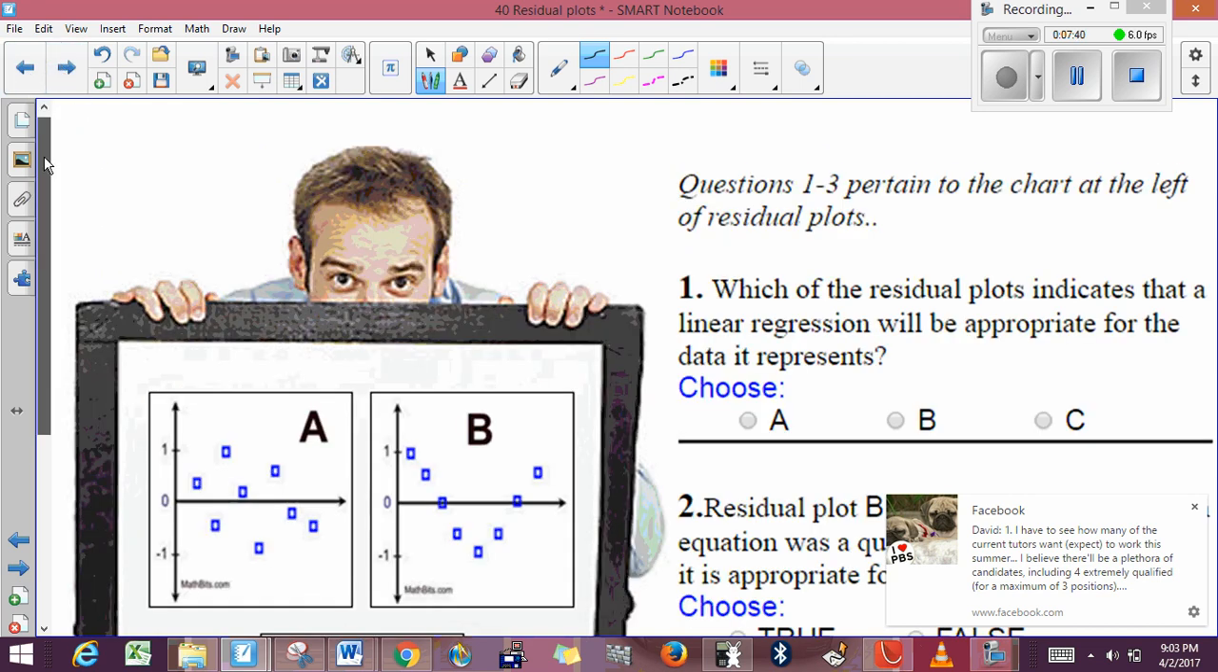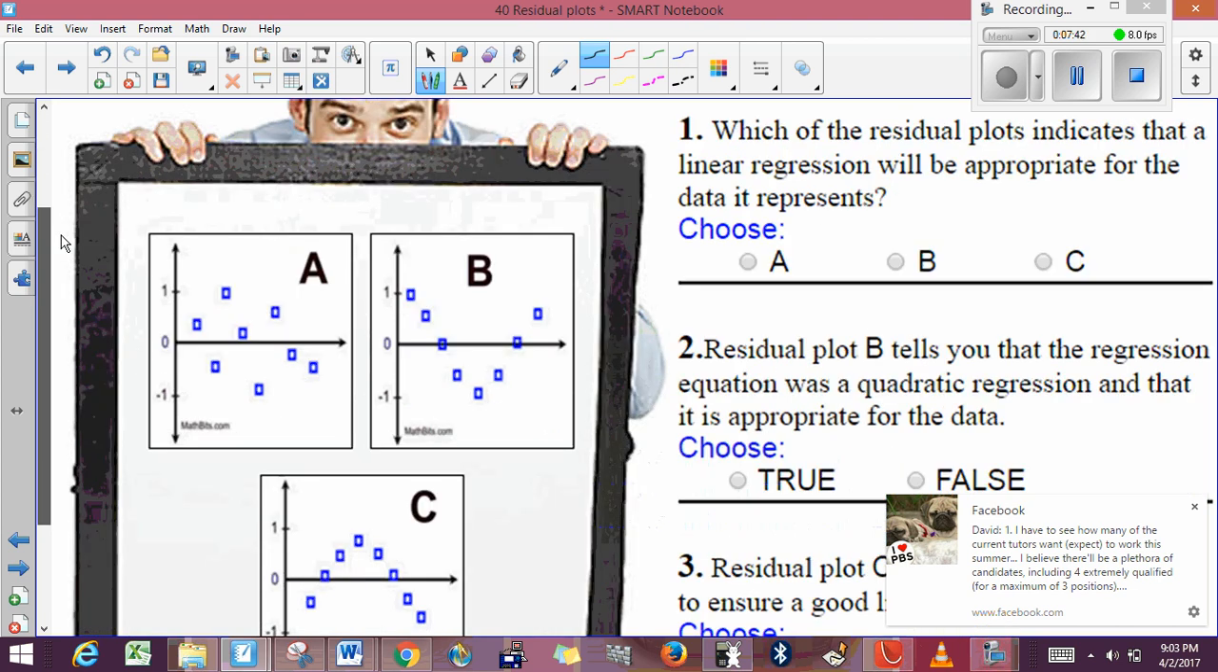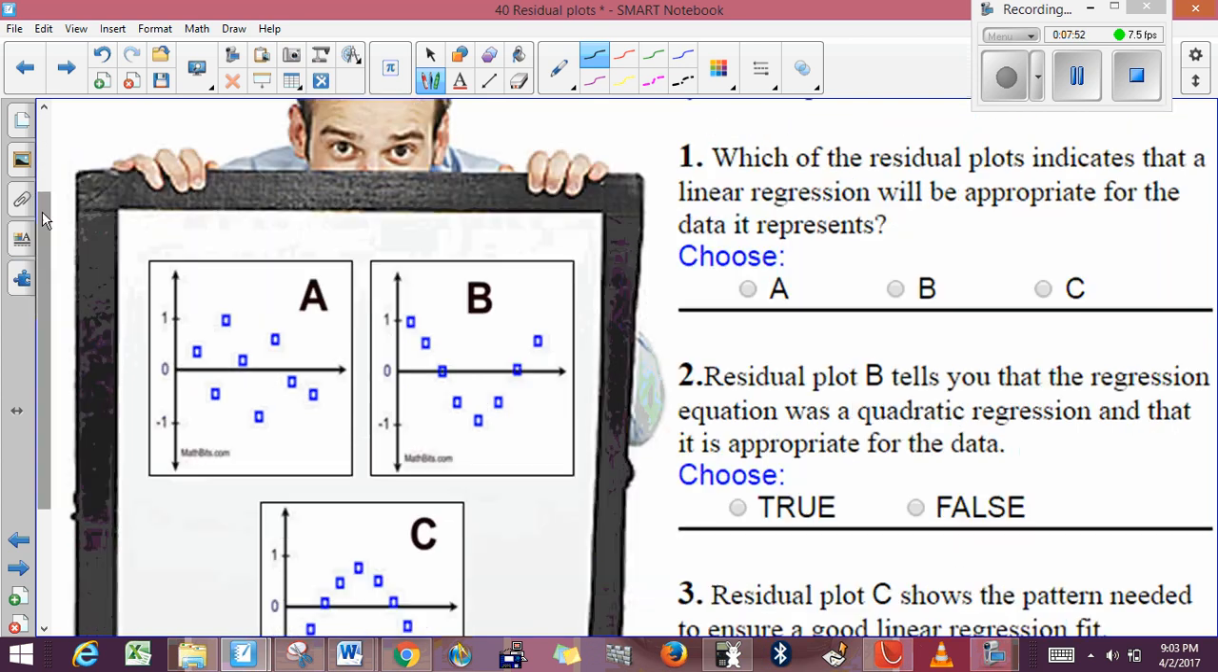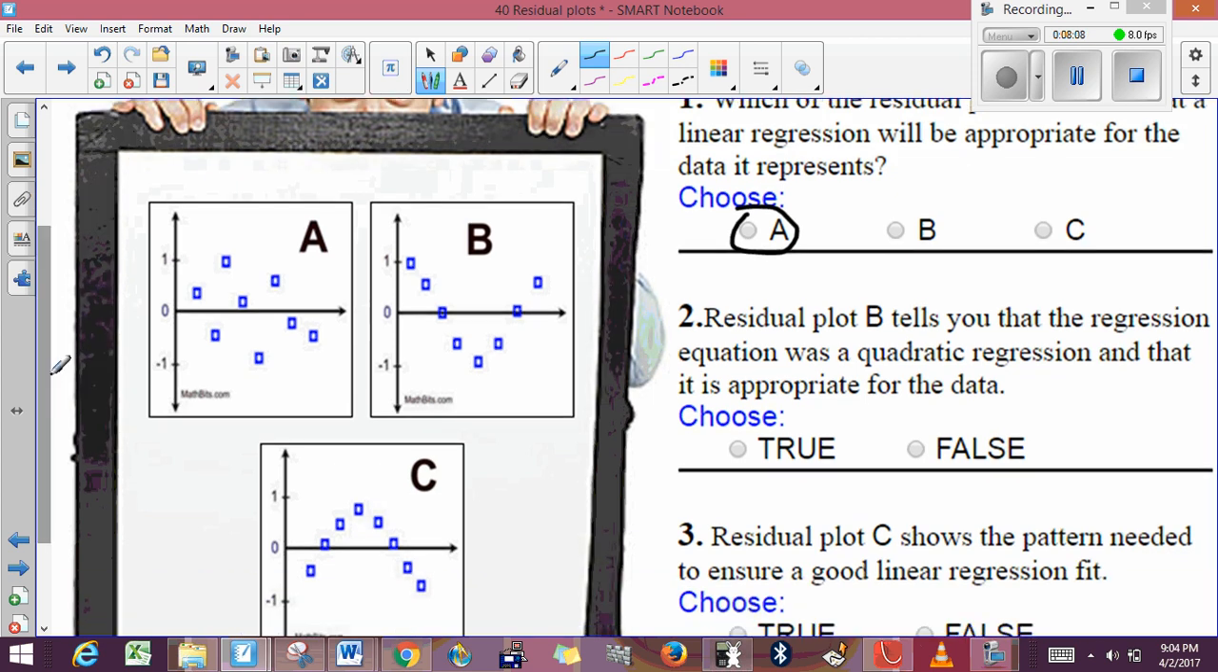So let's see if based on what we just did, you can answer these questions. Okay. Which of the residual plots indicates that a linear regression will be appropriate for the data it represents? Well, we just said that if the residual plot is random, it is a good indication that the regression line is a good fit for the data. So that would be choice A, because if you notice, choice B and choice C have a pattern. They actually look like parabolas.